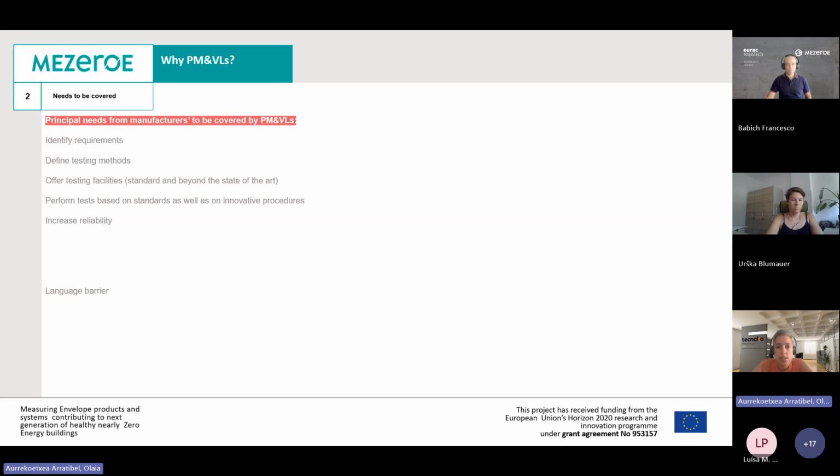So we decided that our manufacturers needed some assessment or help in the identification of the requirements that these innovative products have, defining which are the testing methods that apply to these products to assess different performance or characteristics, offering testing facilities, performing these tests, and finally increasing the reliability of these products in the market.